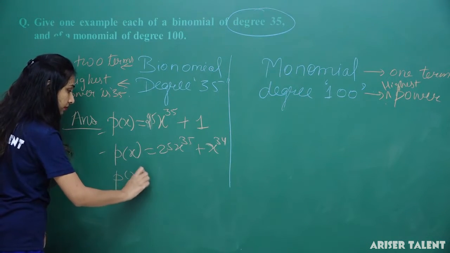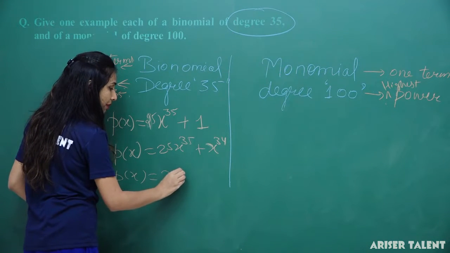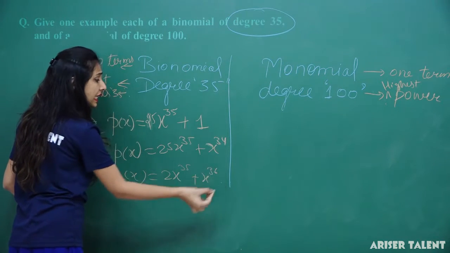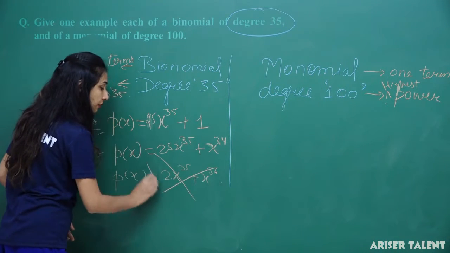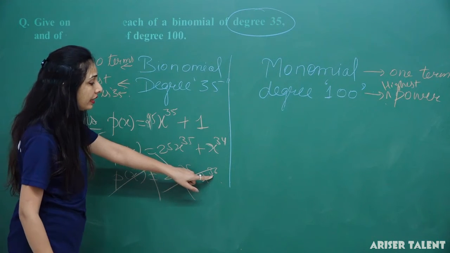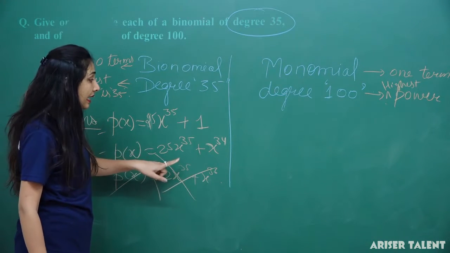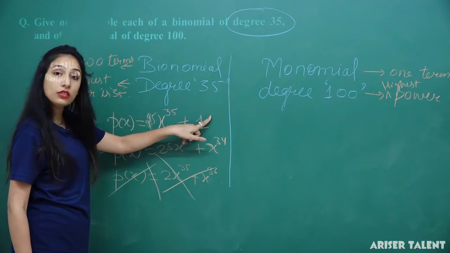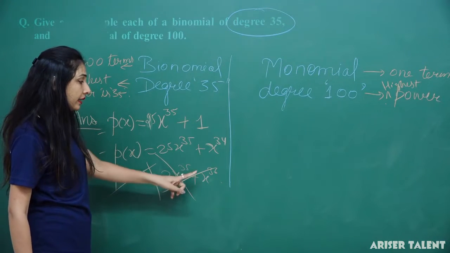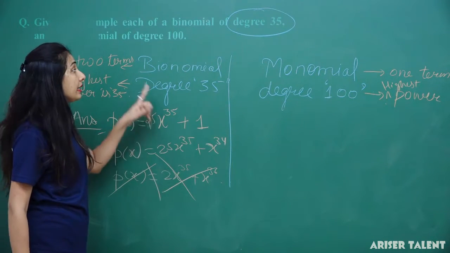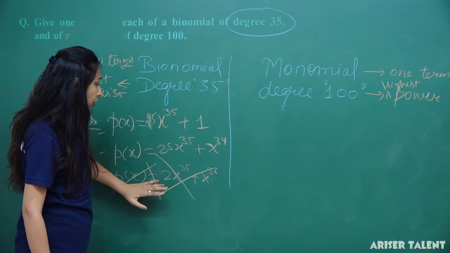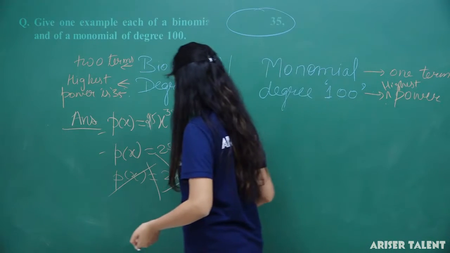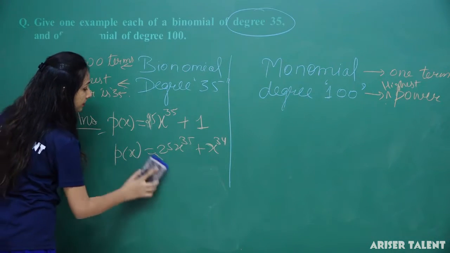Now p(x), if you say that ma'am will write it as 2x to the power 35 plus x to the power 36, that can also be the answer. No, this answer is wrong. Why is this answer wrong? Because we are having here highest power as 36. Power can be 0 even. After 35 you can also write 0 as a power, but you cannot write a power which is greater than the given degree. So that will not be the correct answer, but any kind of answers like the previous two will work here.